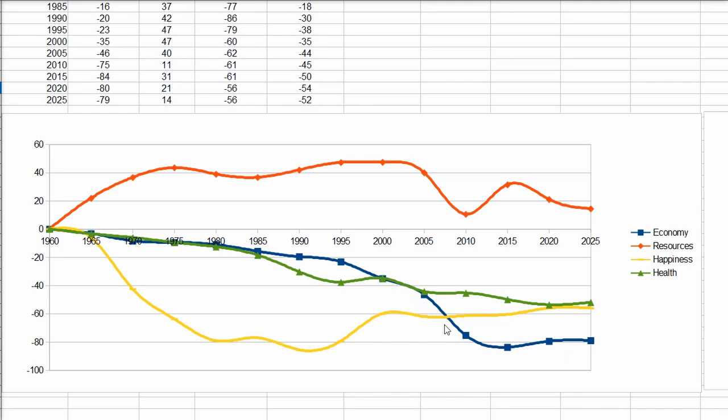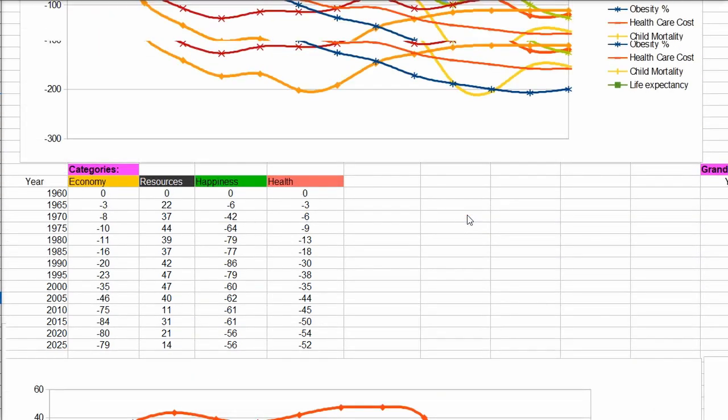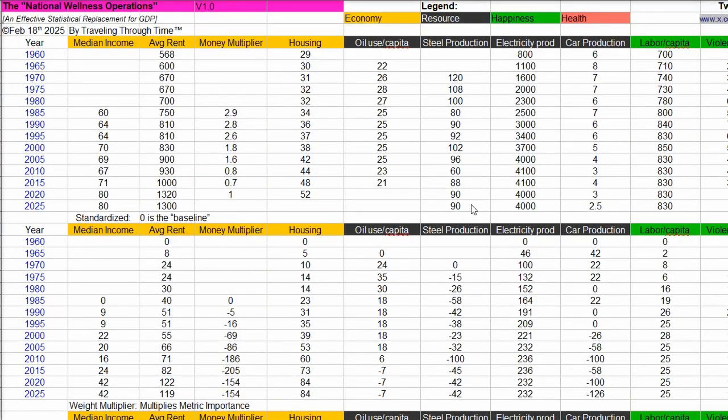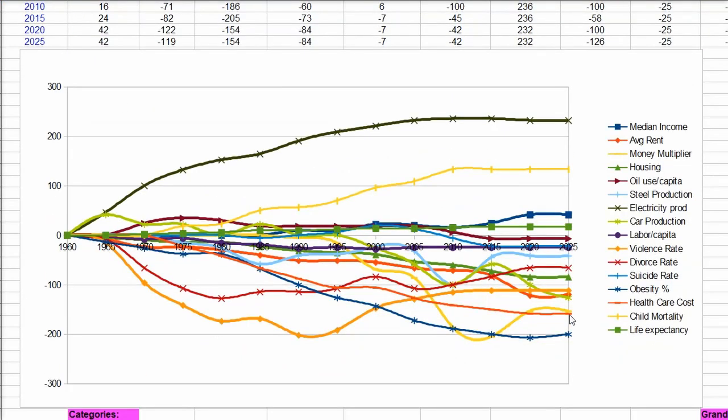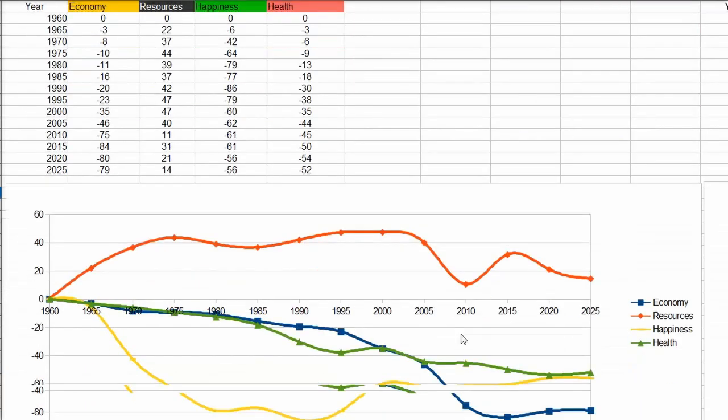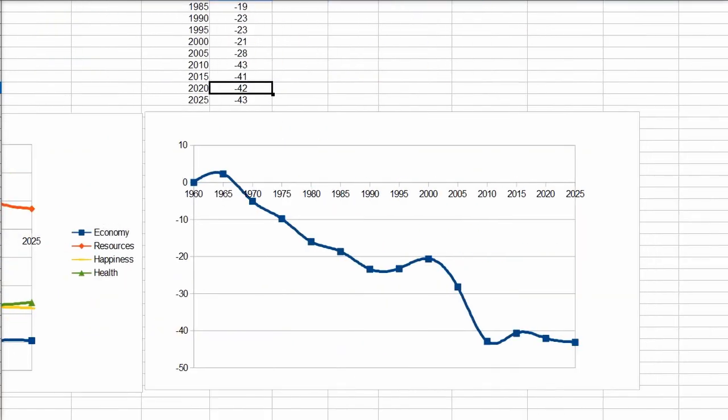Economy takes a big hit around the year 2000 to 2010. And resources takes a hit also in 2010 due to steel production and car production. Both kind of fell off a cliff. The money multiplier also crashes in 2010. So that's where you get this metric, this figure.